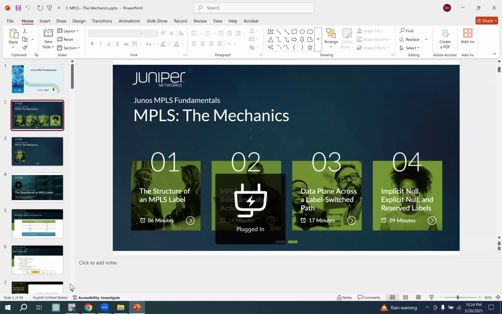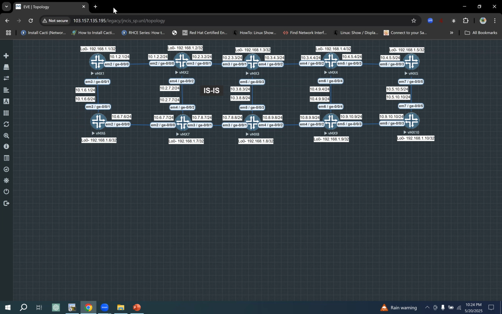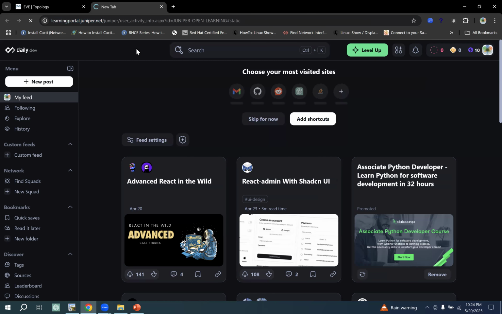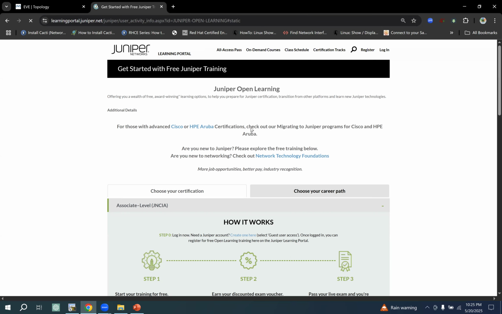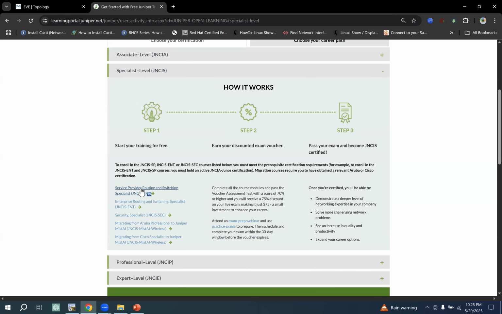Today we discuss MPLS second module. Let's go to the learning portal. In courses, service provider routing and switching, JNCIS-SP.